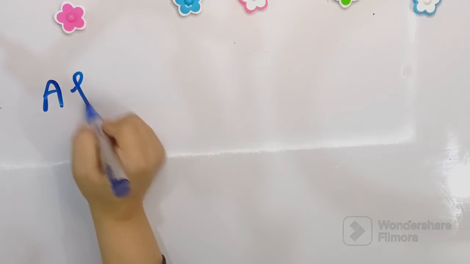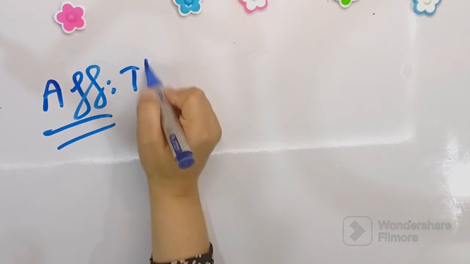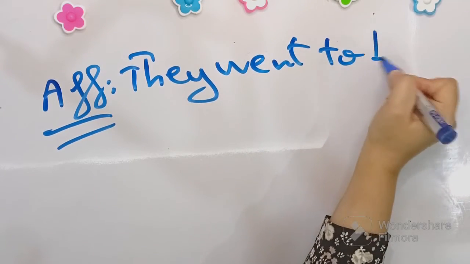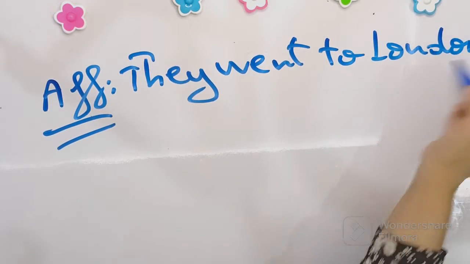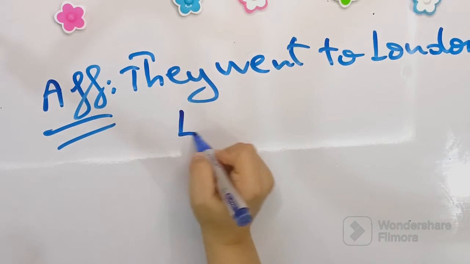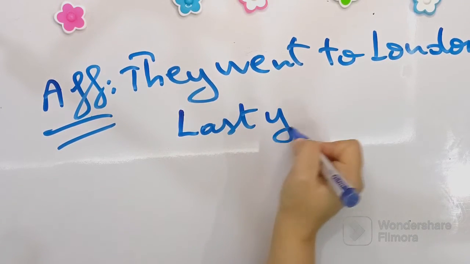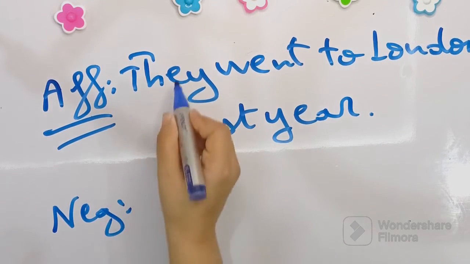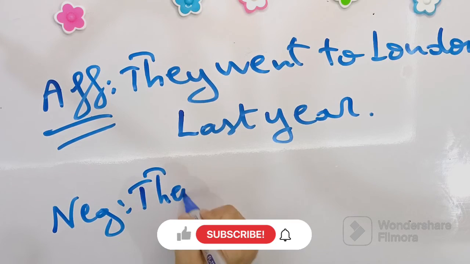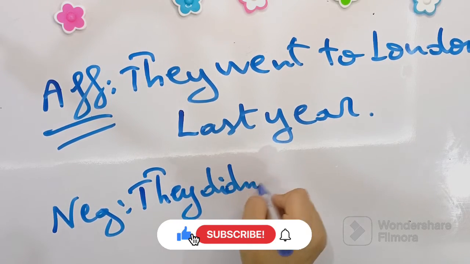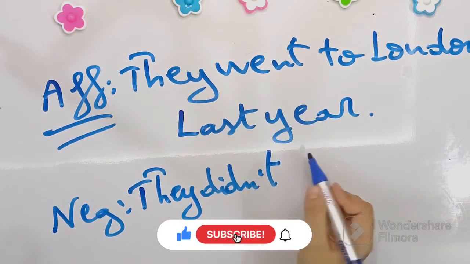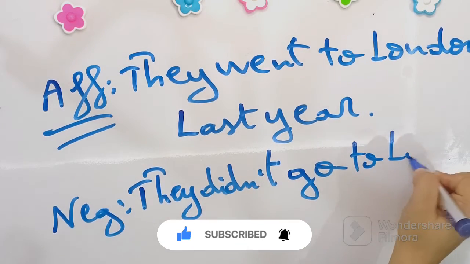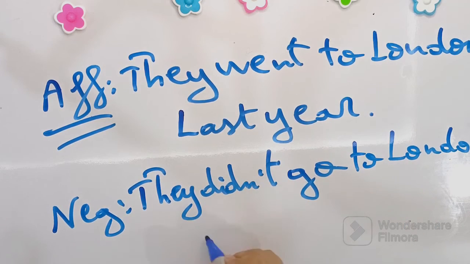Another example, affirmative form. They went to London. They went to London last year. Negative form. They didn't. What are we going to say? Go. Infinitive. They didn't go to London last year.